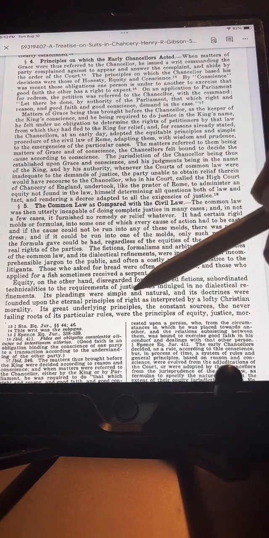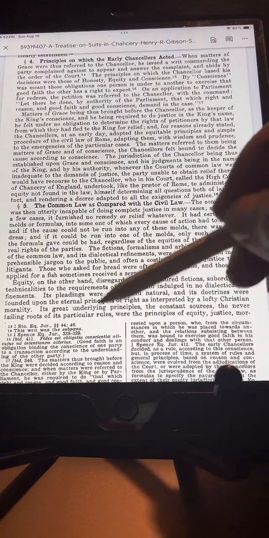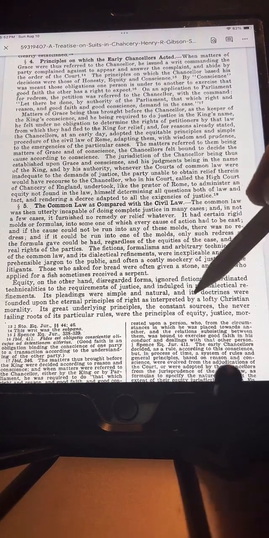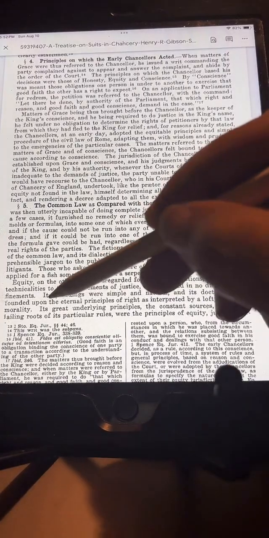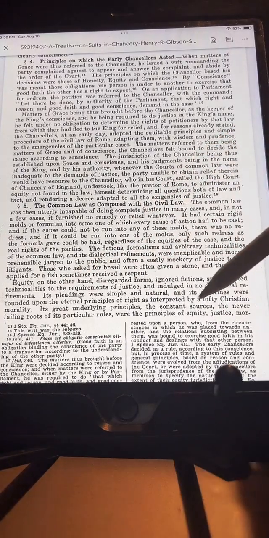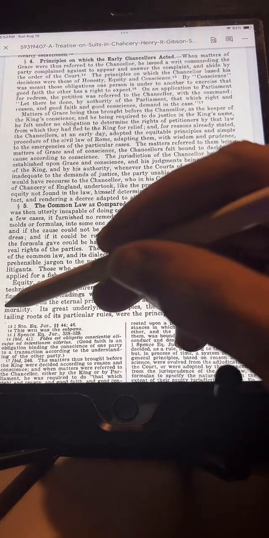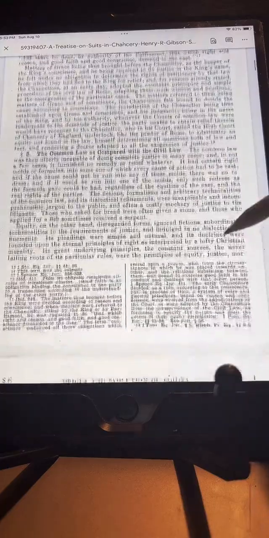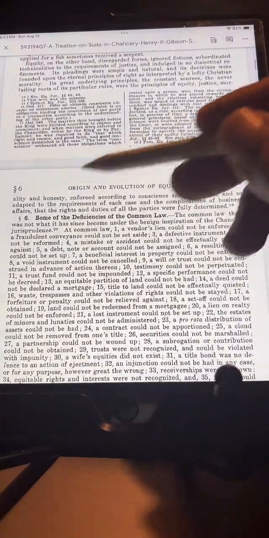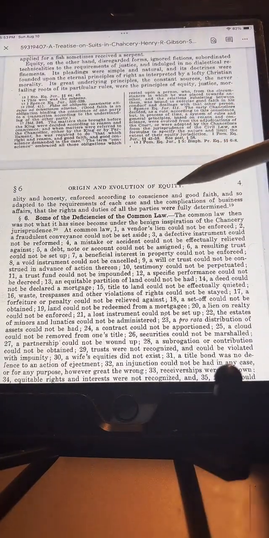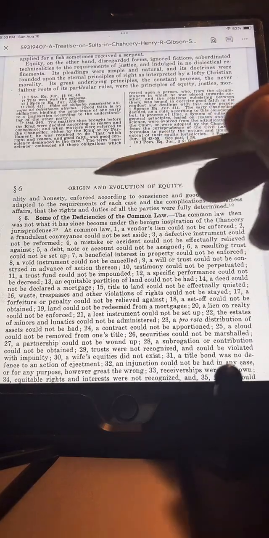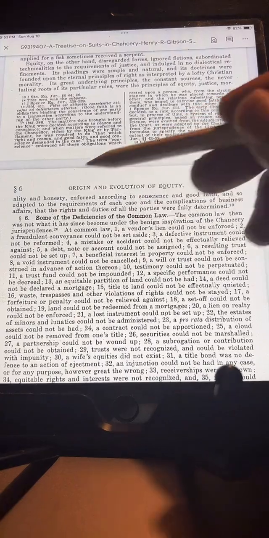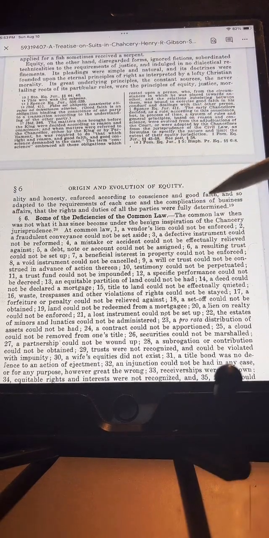Right? Where do you get your rights from? Your unalienable rights and things, right? That's found in equity. As interpreted by a lofty Christian morality, its great underlying principles, the constant sources, the never failing roots of its particular rules were the principles of equity, justice, morality, and honesty, enforced according to conscience and good faith, and so adapted to the requirements of each case and the complications of business affairs, and the rights and the duties of all of the parties were fully determined.